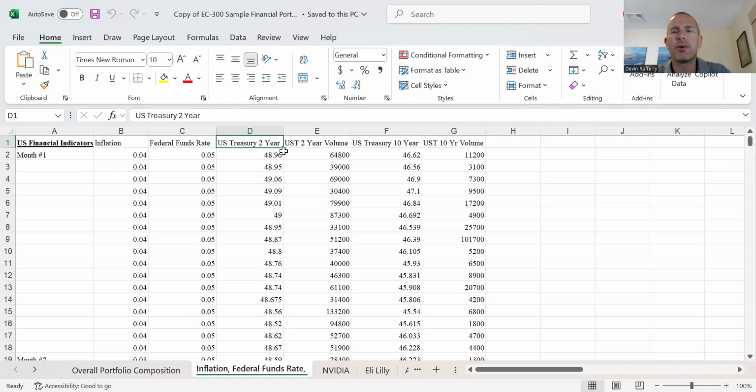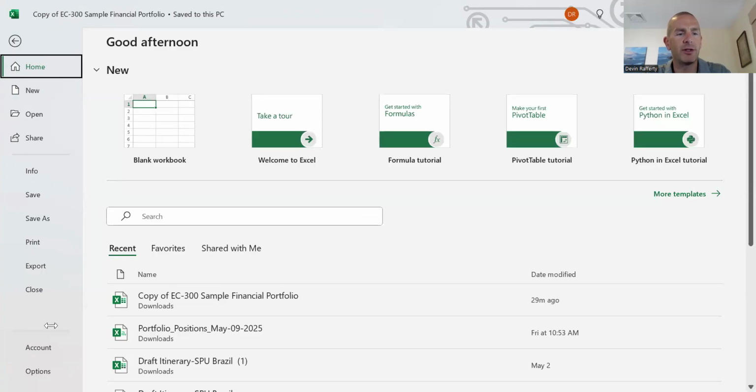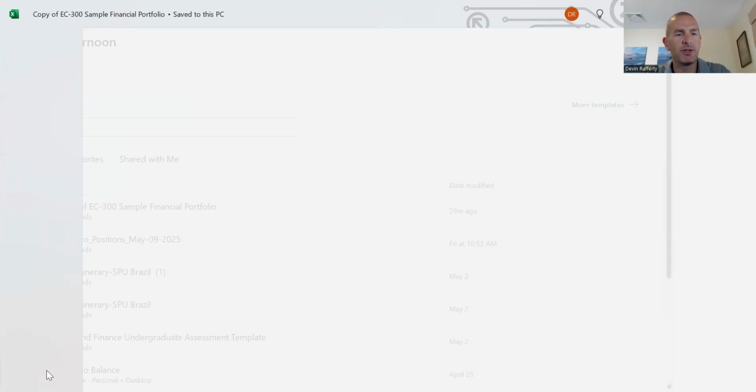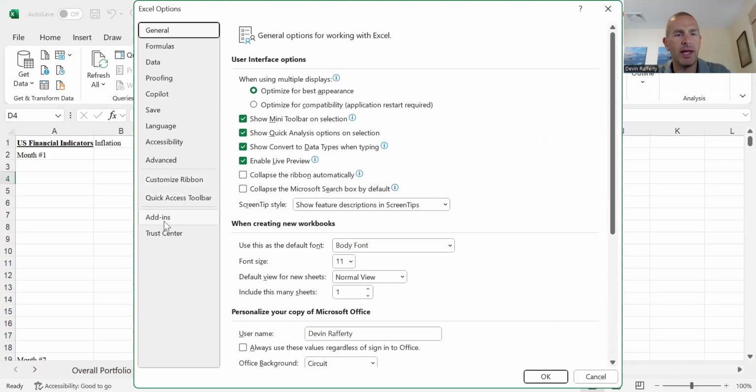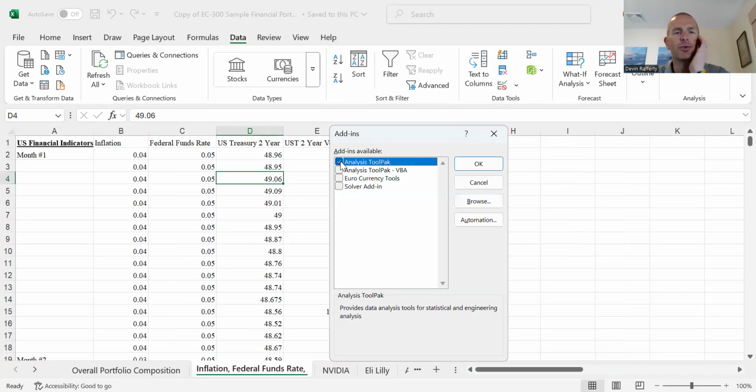So if I want to run a two sample hypothesis test, what I do is I go to data analysis. Just to be clear, in case some of you have Excel, you go File, Options, Add-ins, Excel Add-ins down at the bottom. You click go, and you just want to make sure that Analysis ToolPak has a check mark there.